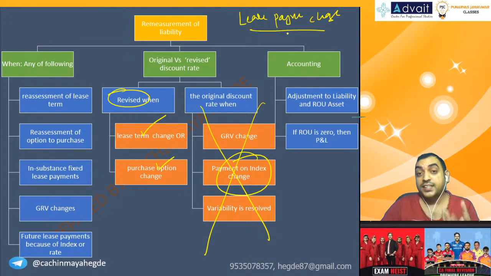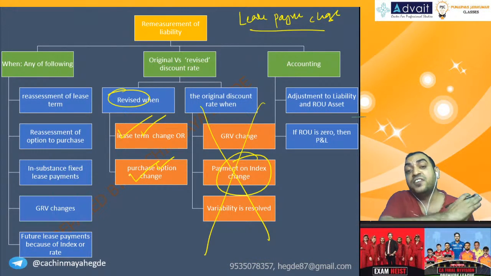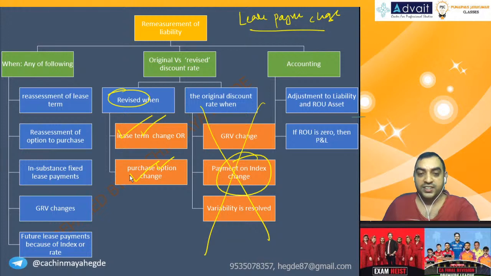If the lease payment itself is changed, say the lease rental you thought was 10,000 and then negotiation came and it became 12,000, that lease payment change will be a lease modification, because scope is changing or price is changing. Then the revised rate will come. Revised rate for lease term, revised rate for purchase option, revised rate for modification. Everything else, original discounting rate.